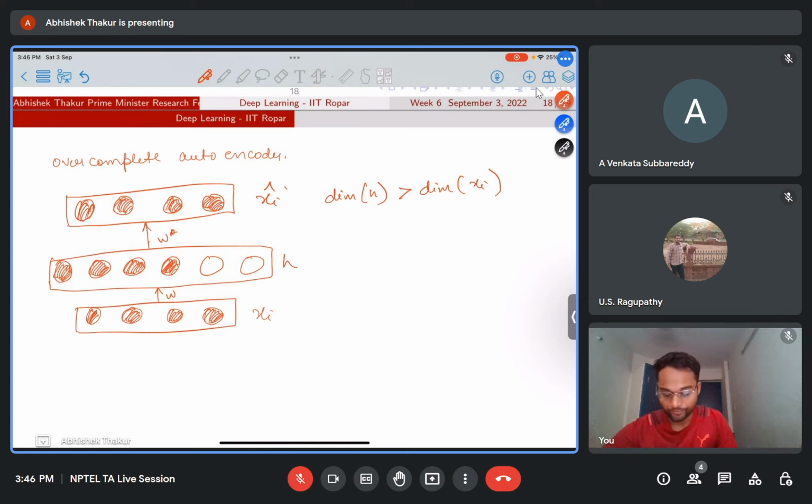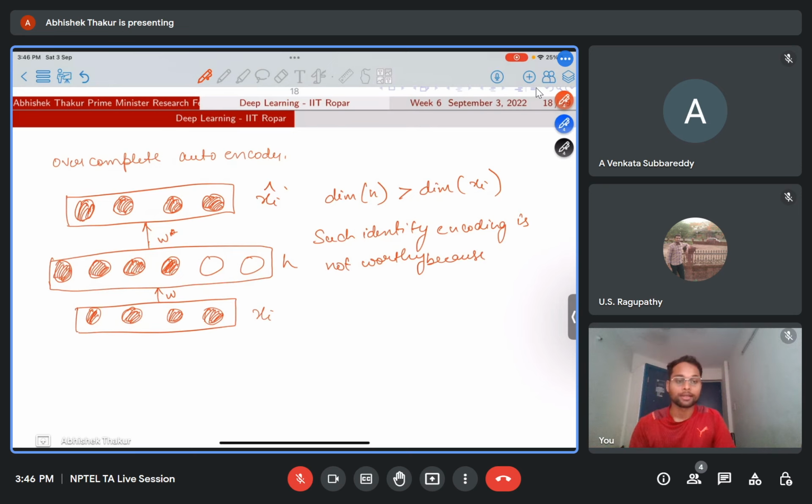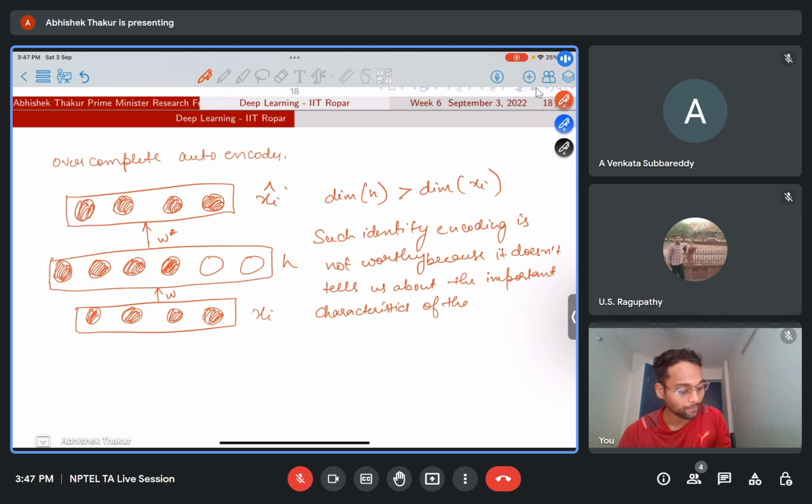Okay, so such identity encoding is useless, it is not worthy, because it does not tell us any of the important characteristics of the data.